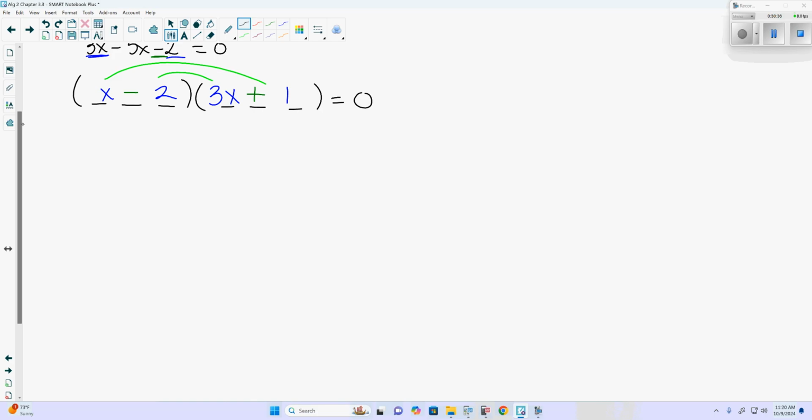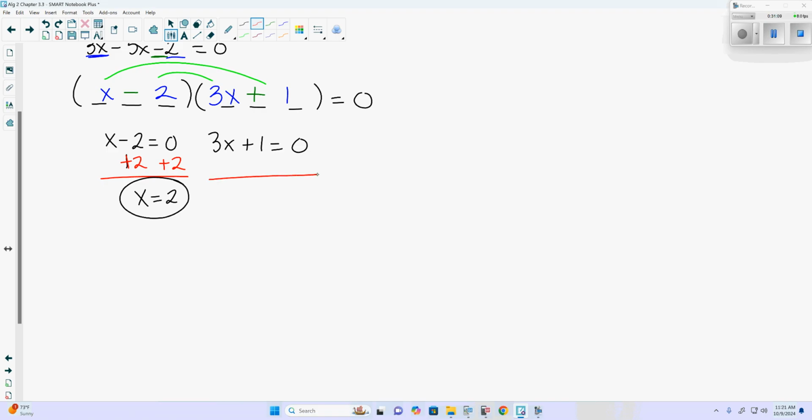So at this point, we have two things multiplied together to equal 0, so one of these must be 0. So either x minus 2 is 0, or 3x plus 1 is 0. For our x minus 2, the first thing we can do is add 2 to both sides, telling us x is equal to 2. And that's it for that part.